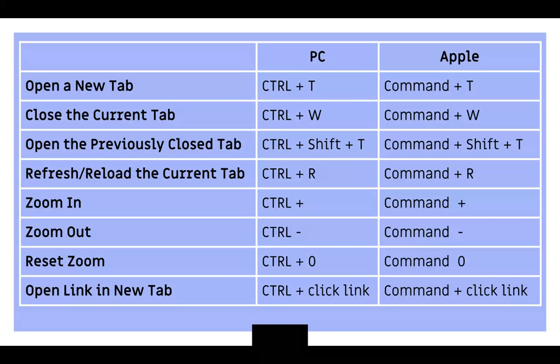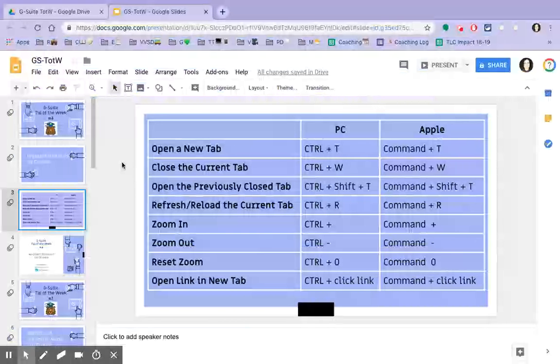To open a new tab in the Chrome web browser, hold down the Control button and also press the letter T. Open a new tab, Ctrl+T.